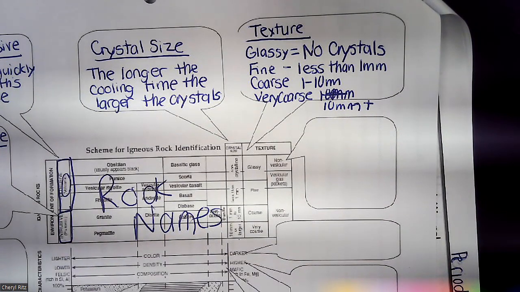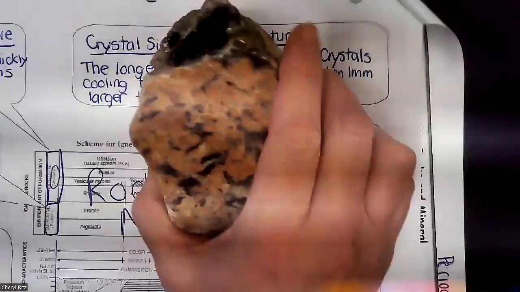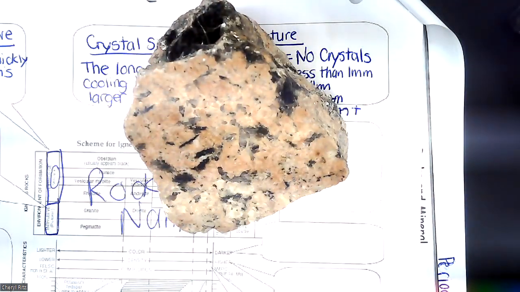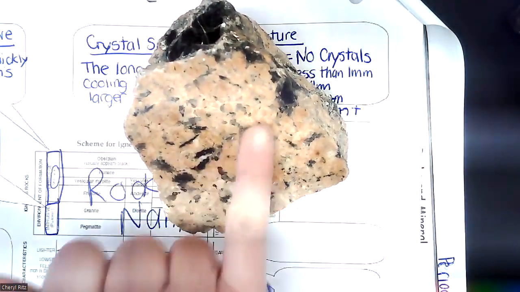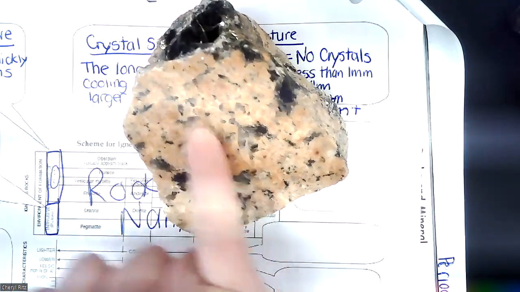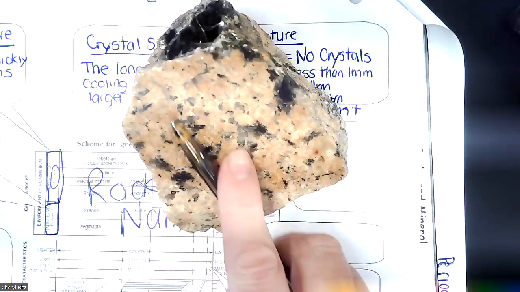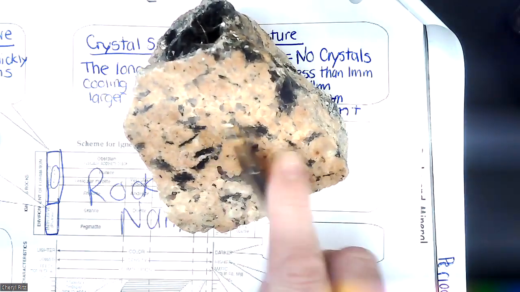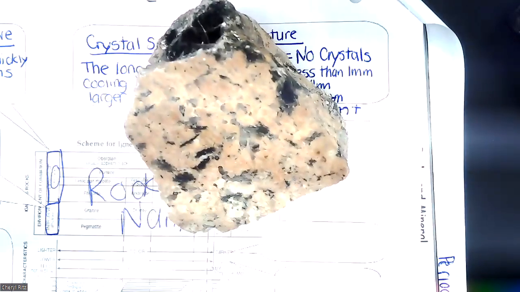Again, glassy does not mean looks like glass. Same with the word coarse. It has nothing to do with touching it and it feeling coarse or rough. It has to do solely with the size of the crystals. We looked at granite before. This is granite. Each one of these chunks is a crystal. And as you can see, they're all still smaller than my pinky, but bigger than the tip of my pen. So this is going to be a coarse rock.